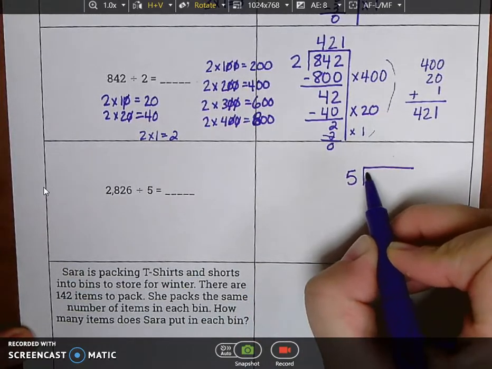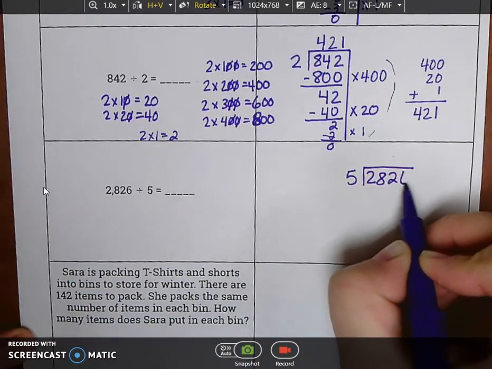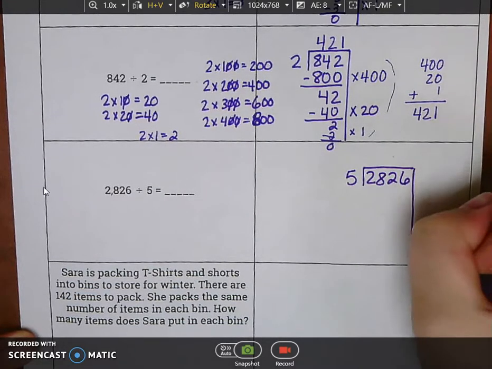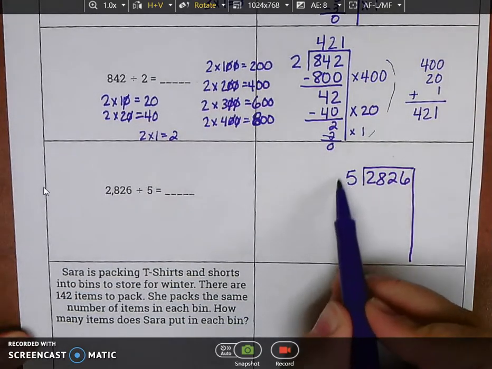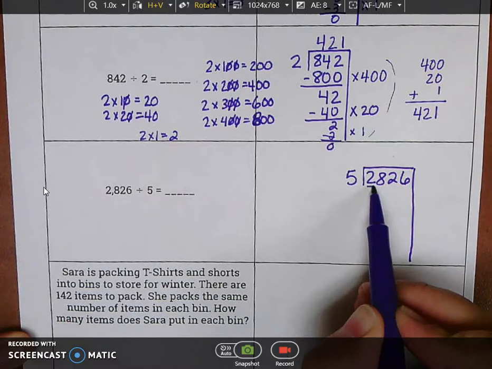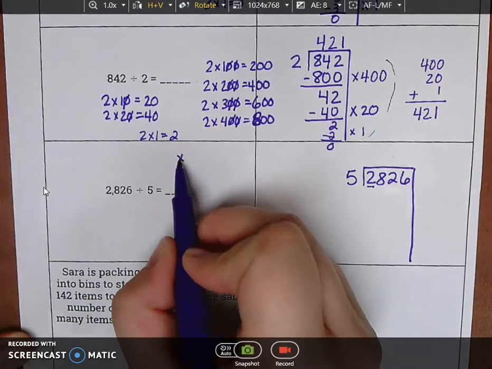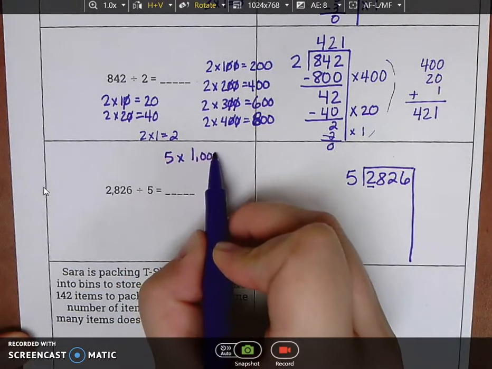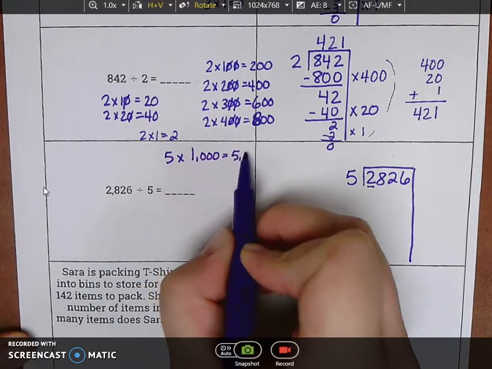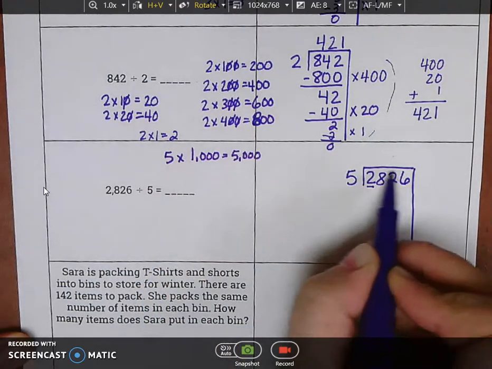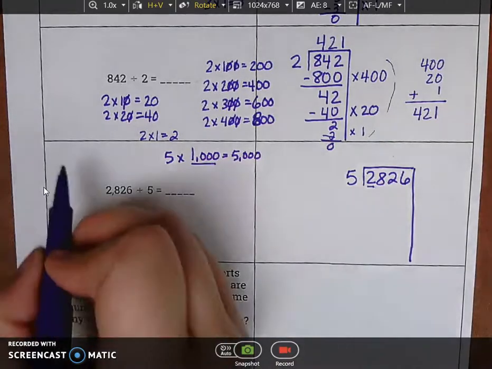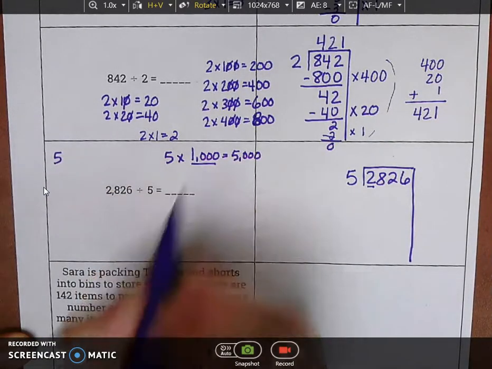Putting my dividend on the inside, 2,826 divided by 5. So, partial quotients are going to go down the side there. How many times will 5 fit into just this 2,000 here? Well, 5 times 1,000 is 5,000. But that's way too much. So I'm not going to be able to do the thousands place. I'm going to have to do the hundreds, because 1,000 is the least.